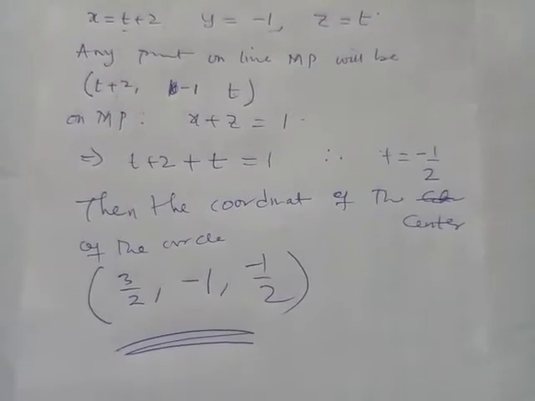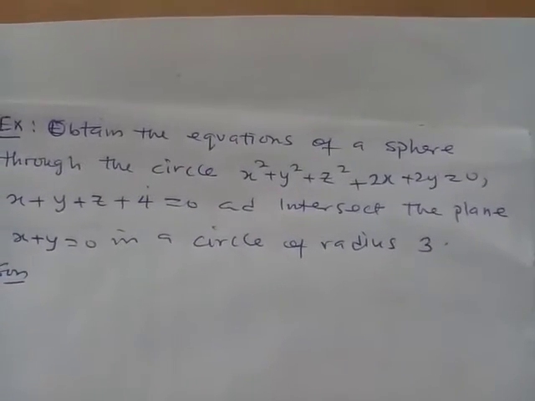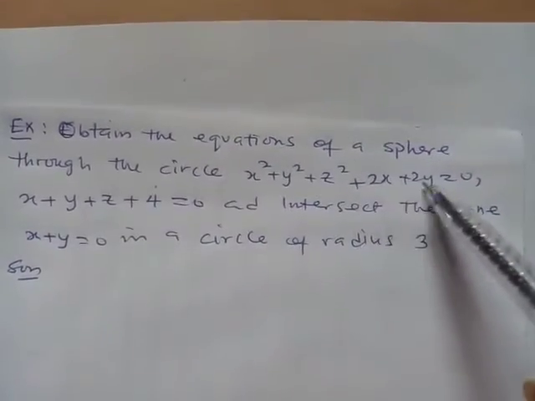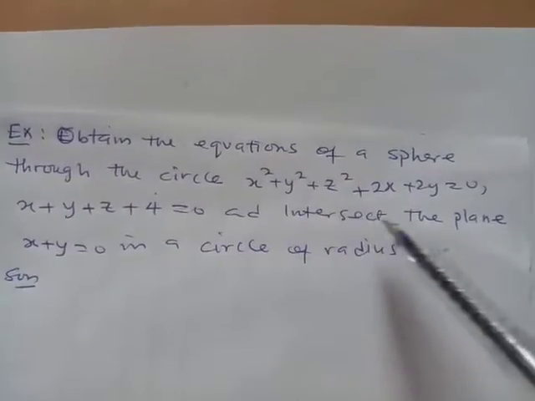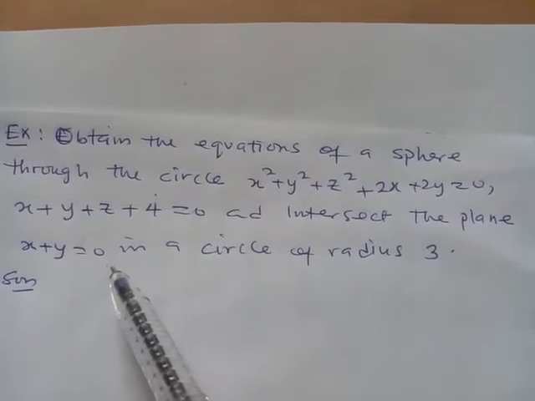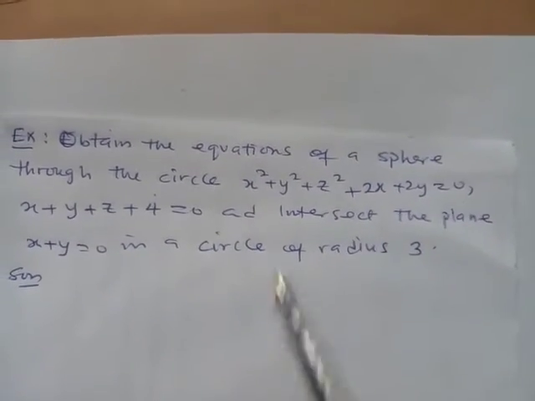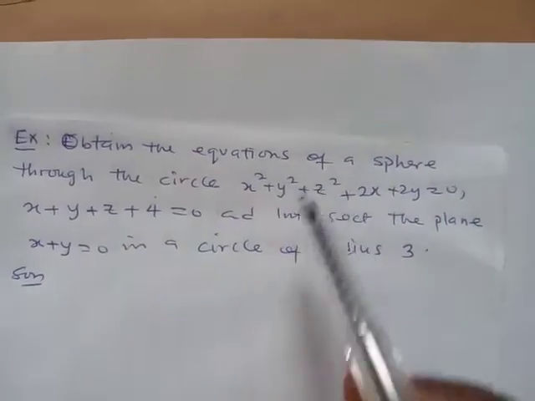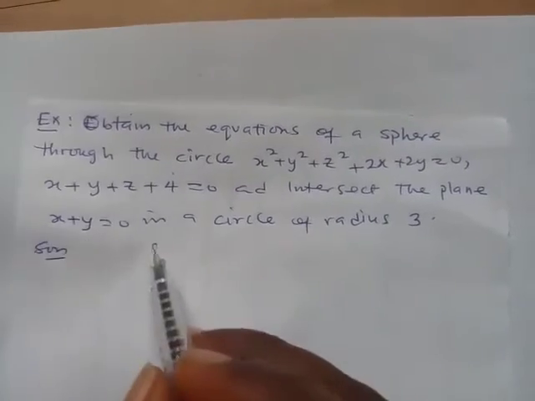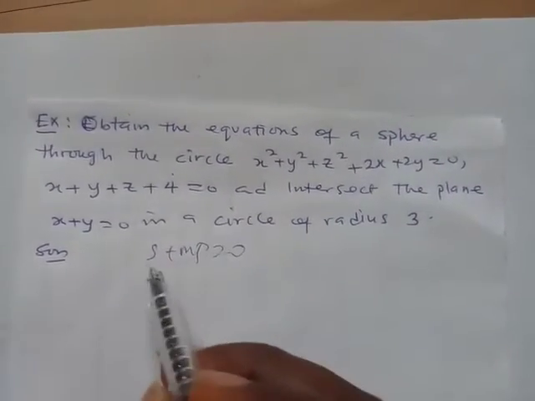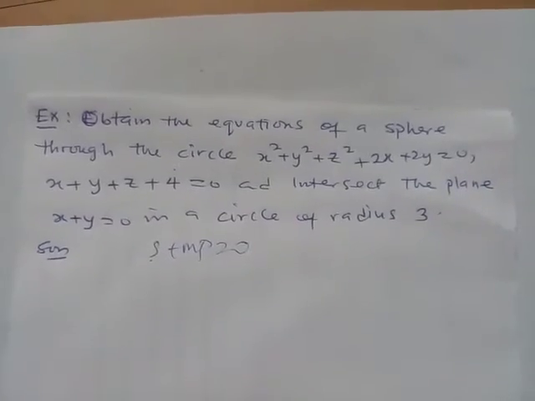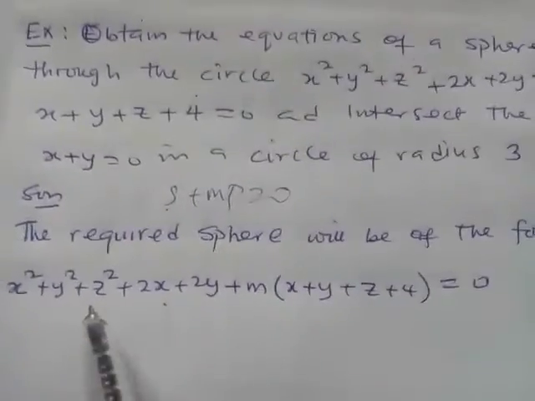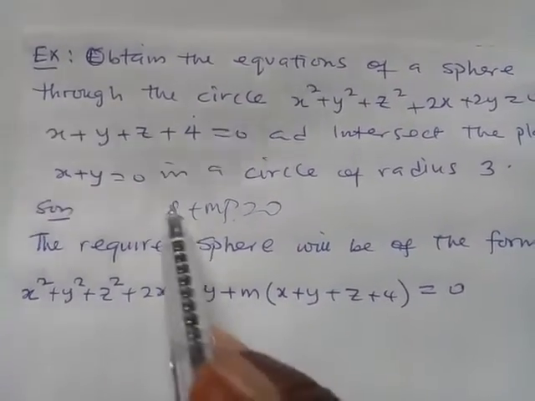Let's consider another example. Now we have another example here. Obtain the equation of a sphere through this circle, these two, and intersect the plane this in a circle of radius 3. The first thing is, let us obtain a sphere that passes through these two equations, and we know that that one will be S plus mP is equal to 0. This is a sphere, this is a plane. Now that will be this. As you can see, this is S plus mP.